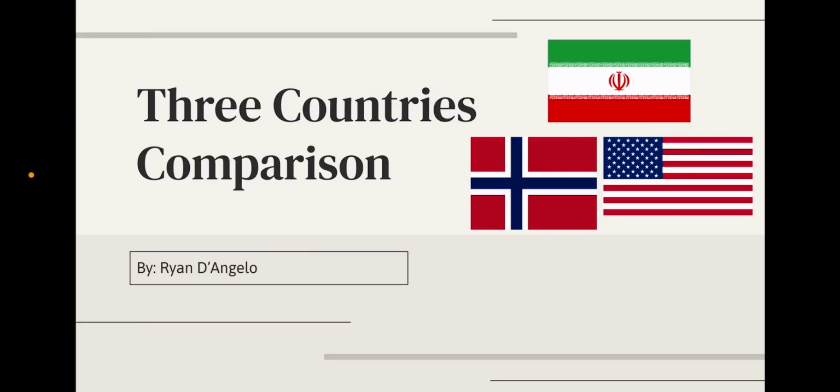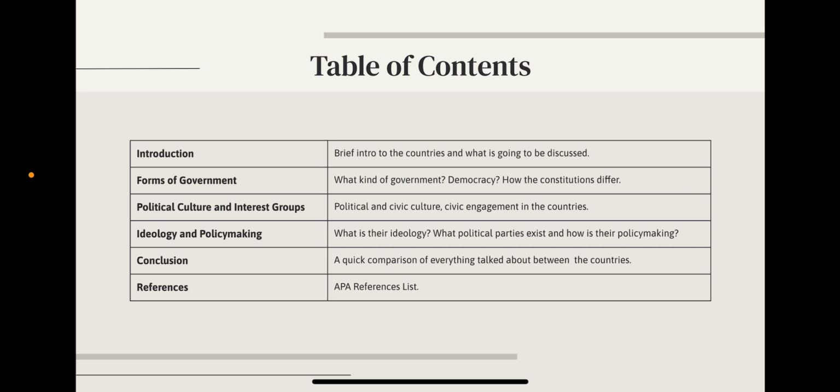Okay, this is my 3 countries comparison project by Ryan D'Angelo. So here's a table of contents. Got an introduction, forms of government, political culture and interest groups, ideology and policymaking, brief conclusion, and then my APA references list.